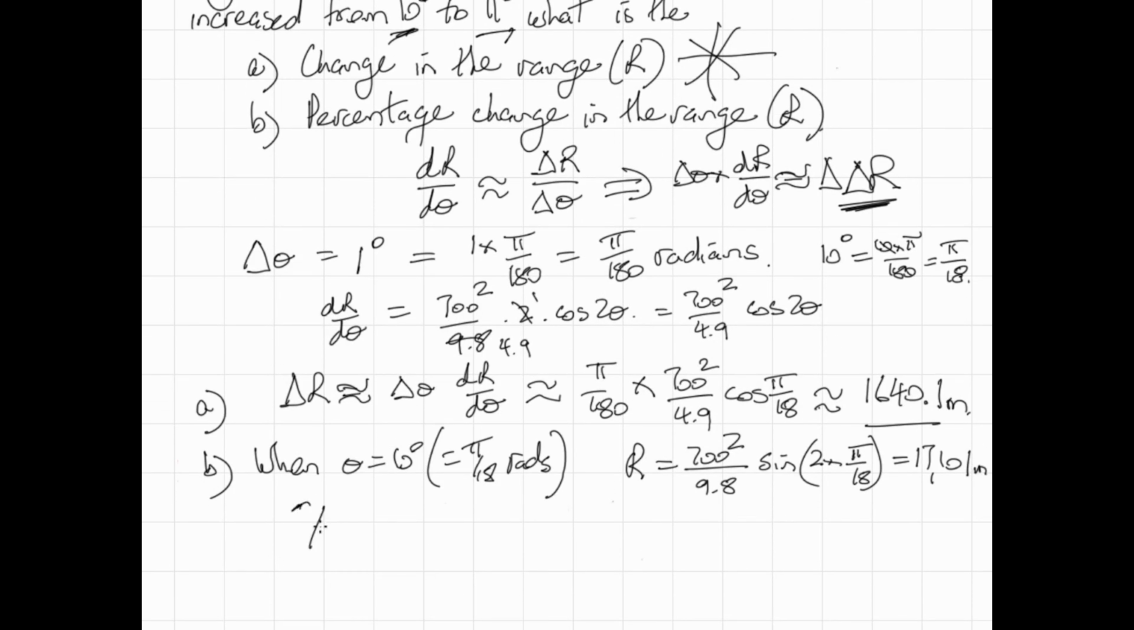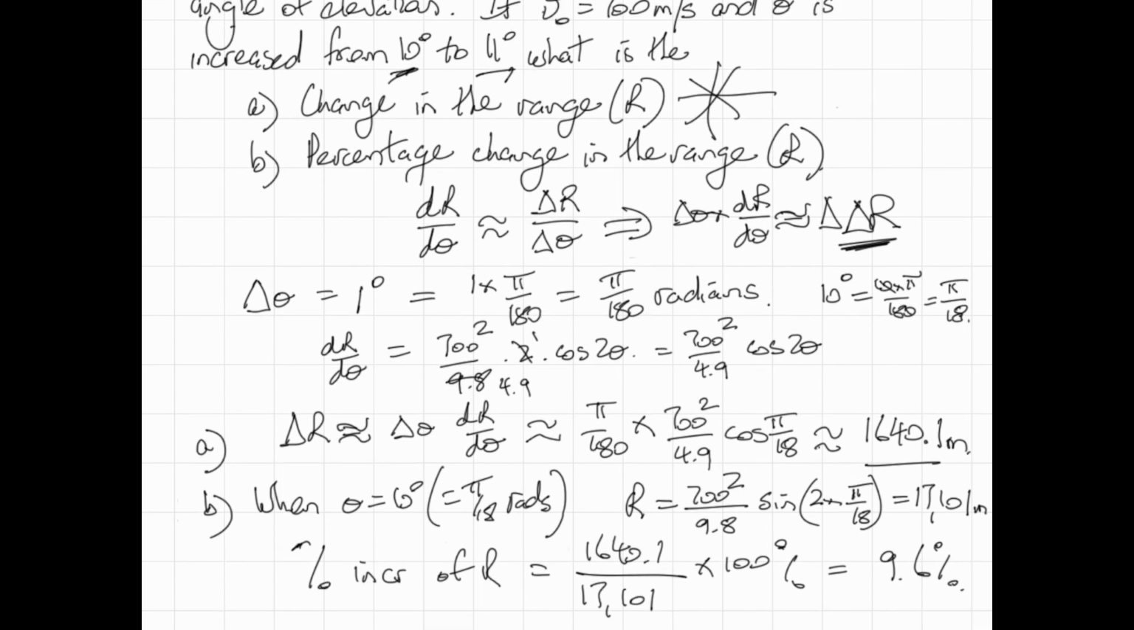So therefore the percentage increase of R, you always put it over the original, so this is the amount of increase, 1640.1 over the original, 17,101. And to make it into a percentage, we simply multiply by 100, and there's our percentage. So we get 9.6%. Alright, so there's an application of the small change rule.